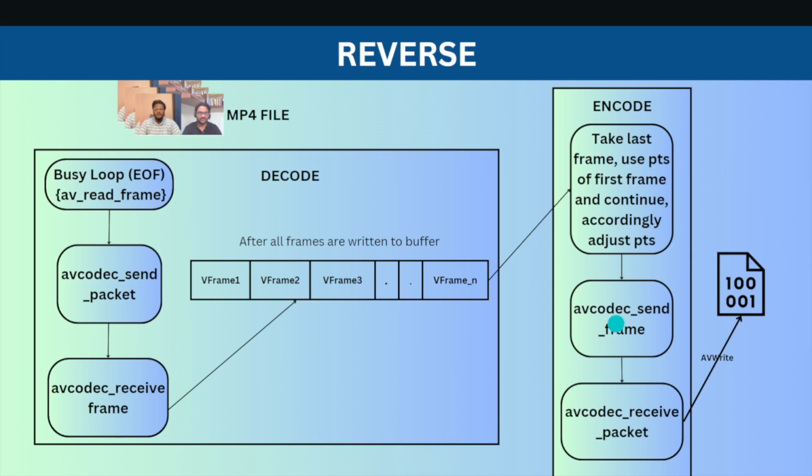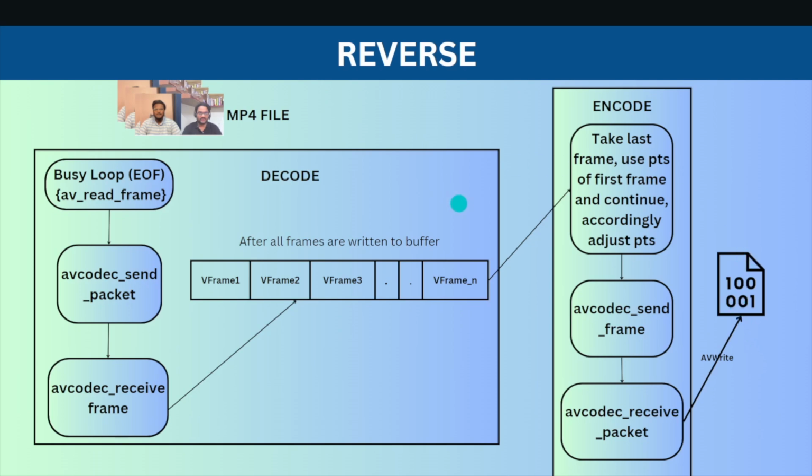So once the frame is ready, you can send that frame, and send frame will compress this frame, and that compressed frame is called a packet. We will receive this packet, and that compressed data or packet will finally be written into this MP4 file with the help of AV write. So this is how we do the reverse.